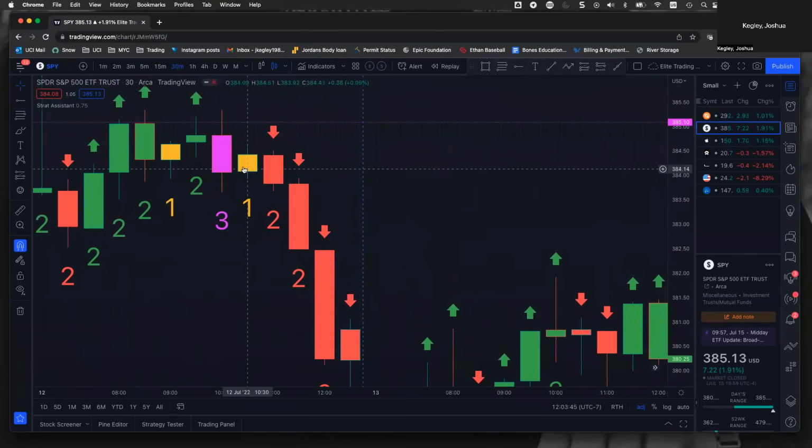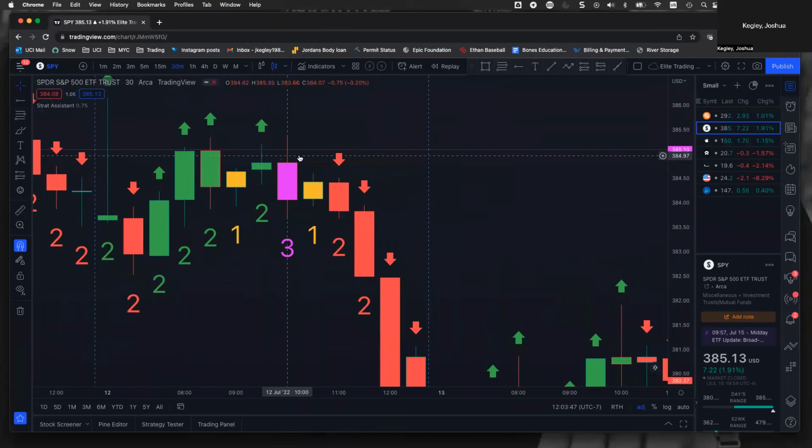So essentially what that is, you have an outside bar, meaning price broke above and below the previous bar. That's what makes it an outside bar. Next, you have an inside bar, which is price didn't break either side of the previous bar. That's a huge indecision candle.